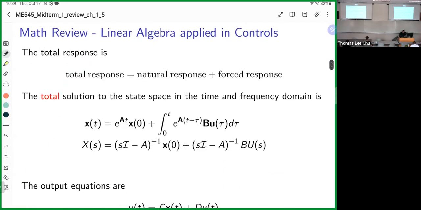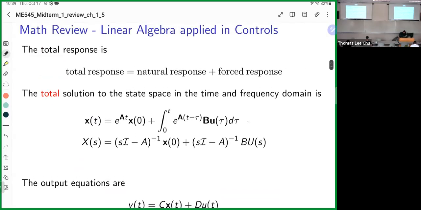The next one is just the total response of a system. So the total response of a system, and this is using this is the time domain solution. And this is our frequency domain solution.